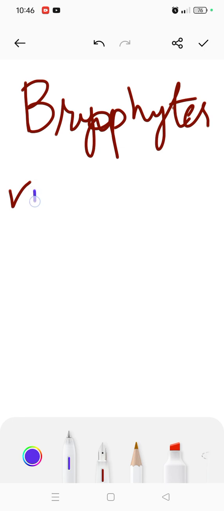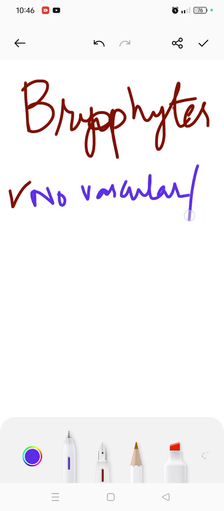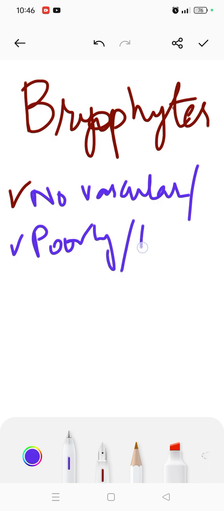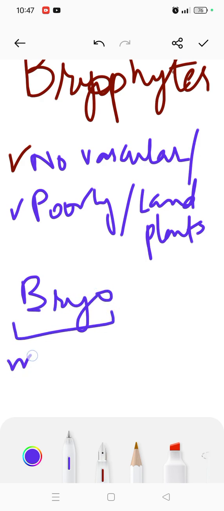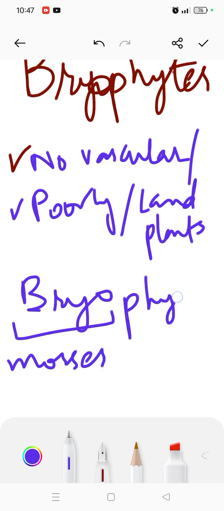First thing, this is non-vascular. If you want a detailed lecture on this, it is already uploaded. Conducting tissues are poorly developed, as these were the first land plants, so they did not have many advanced features. The word bryophytes consists of two parts: bryo, which means mosses, and phytes, which means plant.